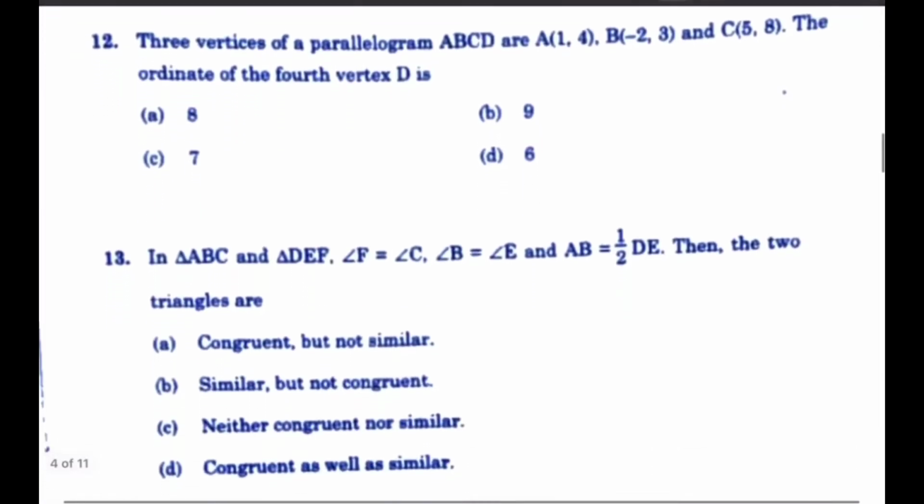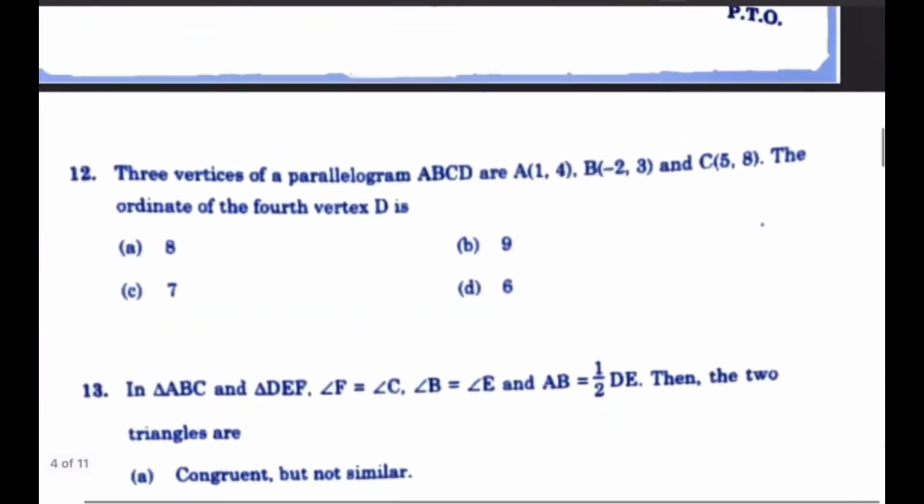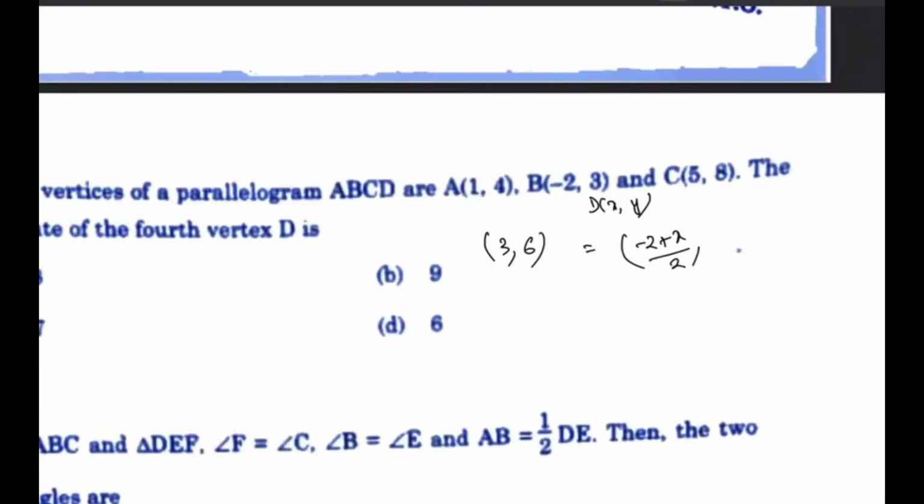Three vertices of a parallelogram are given. We have to find the fourth vertex. So you have to check that the midpoint of AC and BD is the same. If you are given that D is (x, y), so what is the midpoint of AC? (1 plus 5) by 2, that is 3, and (8 plus 4) by 2, that is 6, equals (minus 2 plus x) divided by 2 and (3 plus y) divided by 2.